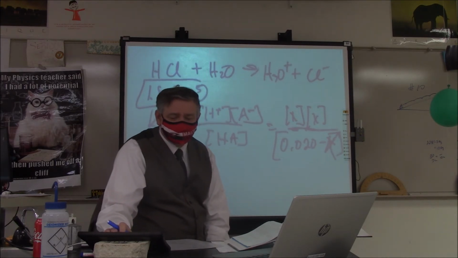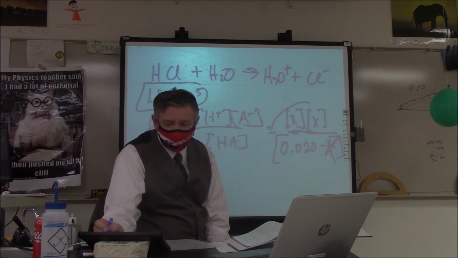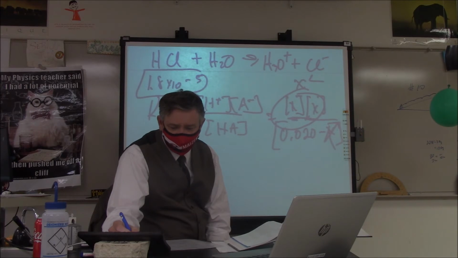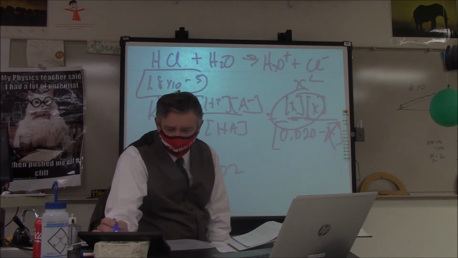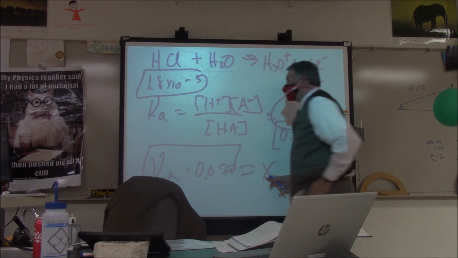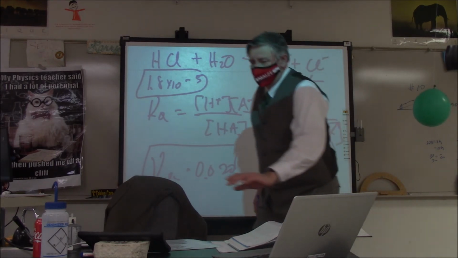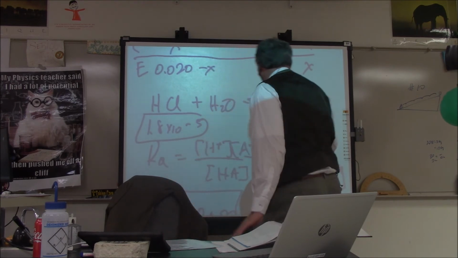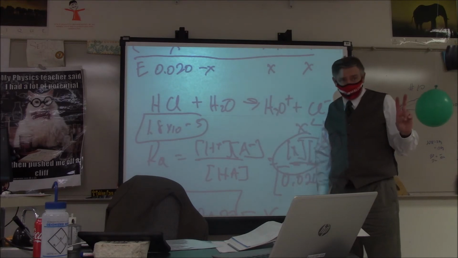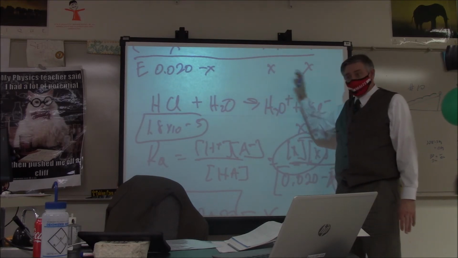So here's the deal. You know everything except X. This becomes X squared. So you have Ka times 0.02. Oh, I screwed that whole thing up. Take the square root of all that, and that's going to get you your X. Now here's what's important. When you get this X, that gets you two things: your hydronium ion concentration, and your anion concentration at the same time. So when you do this, you actually get two numbers.